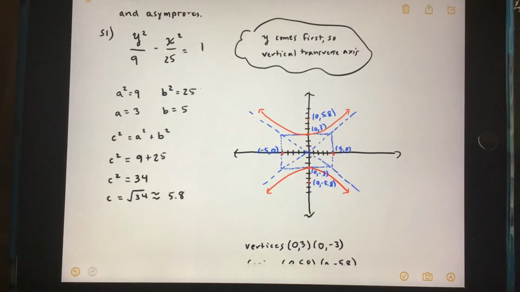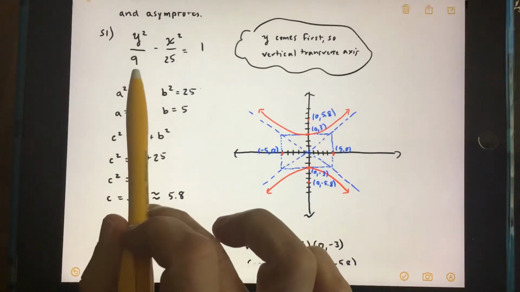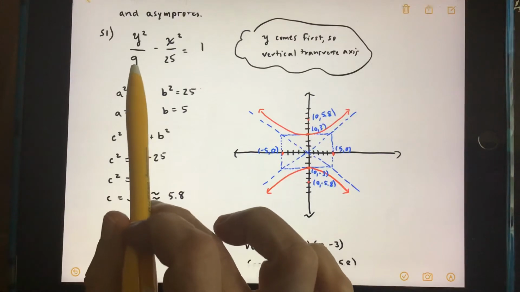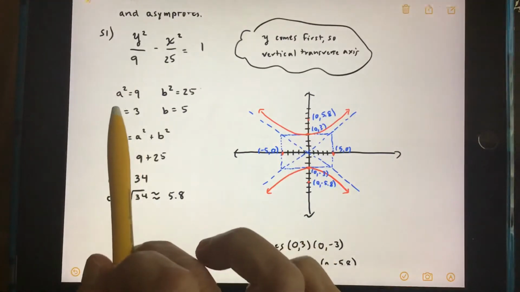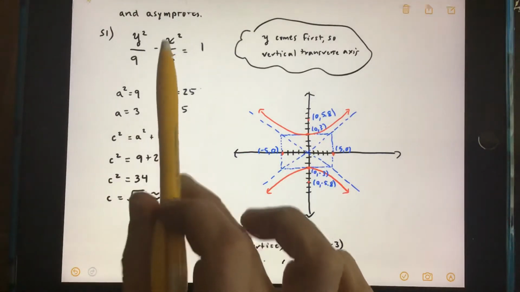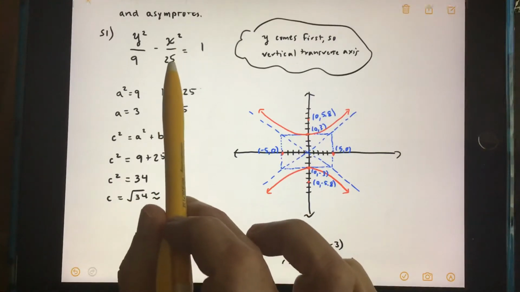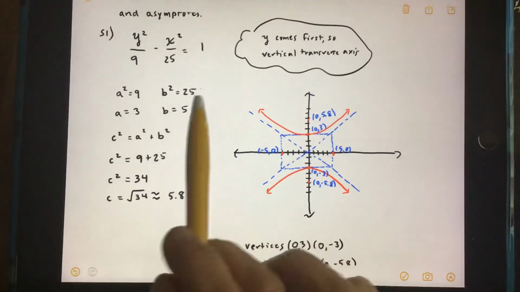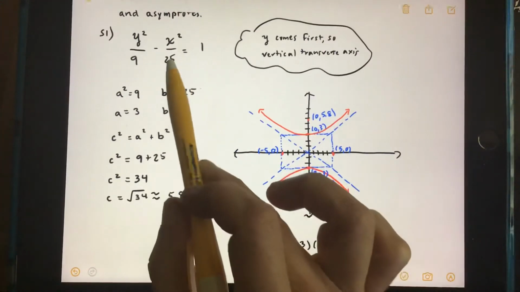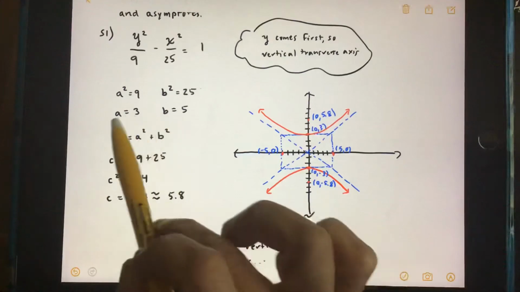So let's see how we get the numbers that we need to know where to draw the branches of that hyperbola. So remember, for a hyperbola, underneath whatever fraction is first, whether it's x squared or y squared, that denominator will be your a squared. So a squared is 9, the square root of 9 is 3, so a is 3. The second fraction, the one that has a minus sign in front of it, is where you'll find the b value in the denominator. That will be b squared in the denominator. B squared is 25, the square root of 25 is 5. So you've got your a and your b numbers.